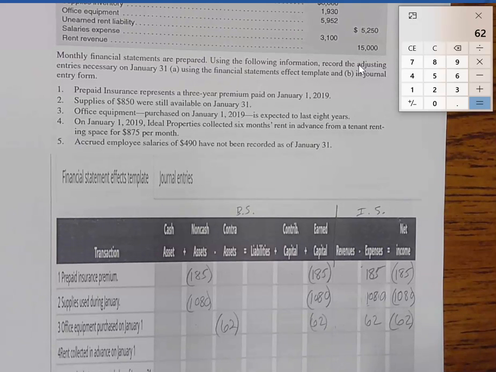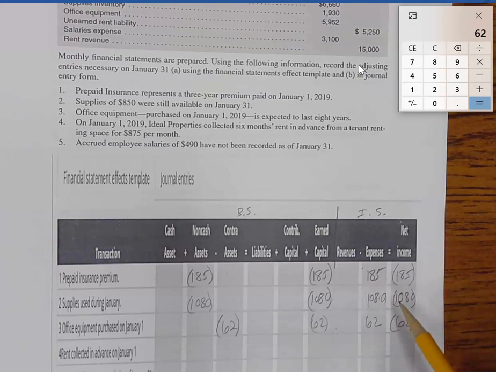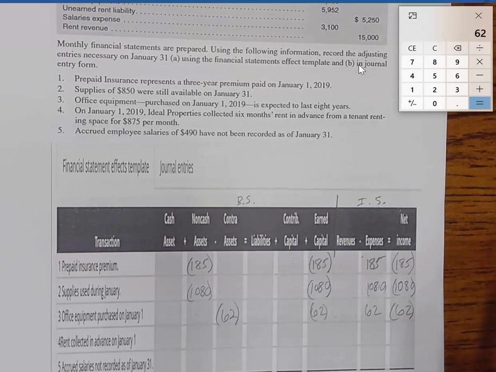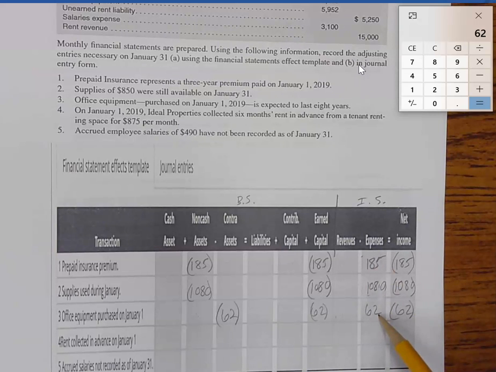It's $62, and in a way, it's treated almost the same as this prepaid insurance up here, because the prepaid insurance is actually not a current asset. It's a long-term asset because it's for 3 years. And again, that doesn't normally happen. This isn't a long-term asset for 8 years, so we have to allocate that cost over the useful life of the asset, and that's what we've done here. All right.